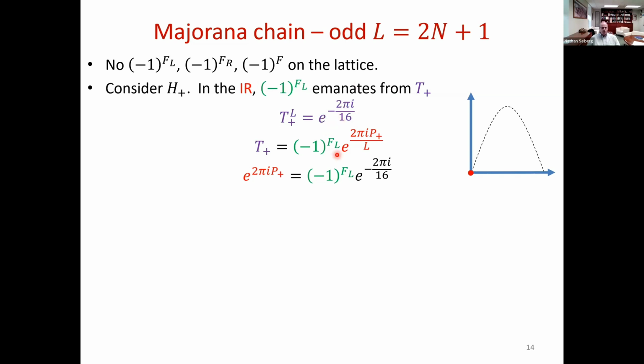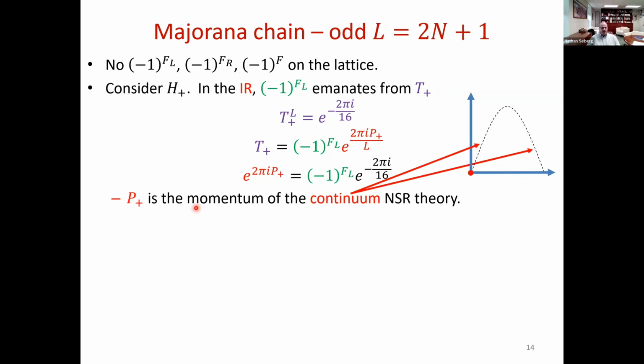And the dictionary between the UV and the IR is as follows. We have a new symmetry, continuum symmetry P plus, whose eigenvalues are integers and positive here, and negative and half integer in this region. And we also have another -1 to the F left, which tells us whether we are in this branch of the spectrum or that branch of the spectrum. And these two relations match this continuum result that we can get just from studying the continuum theory.